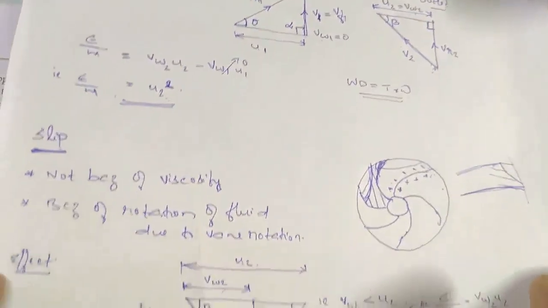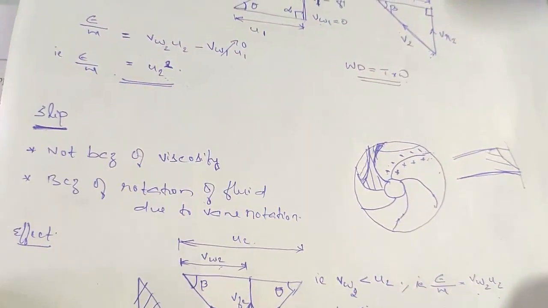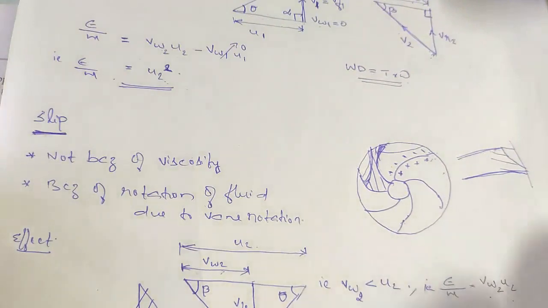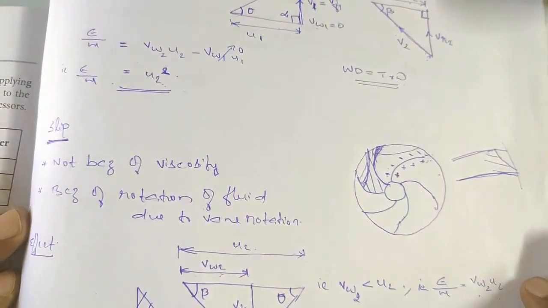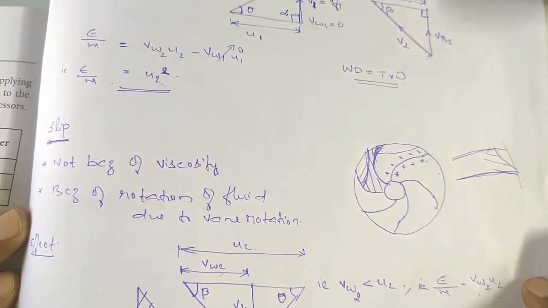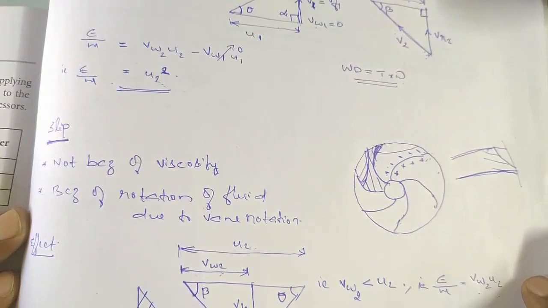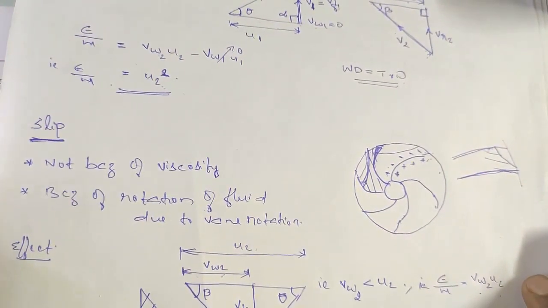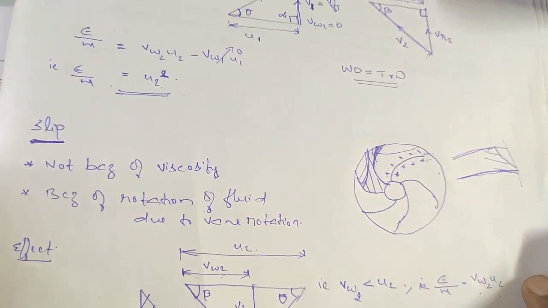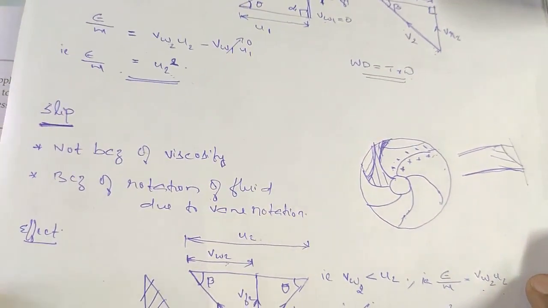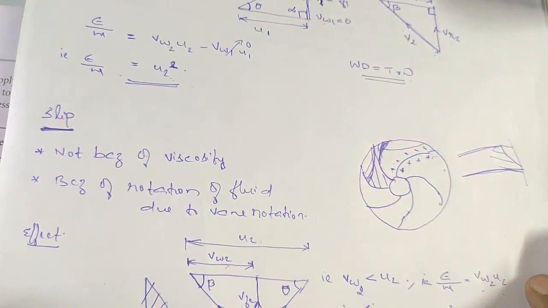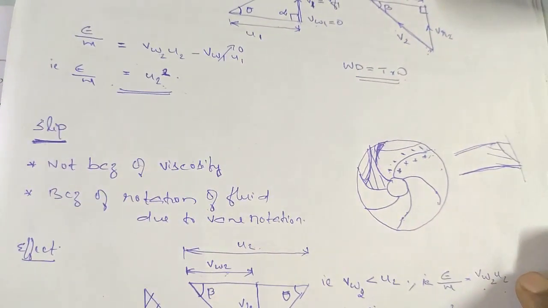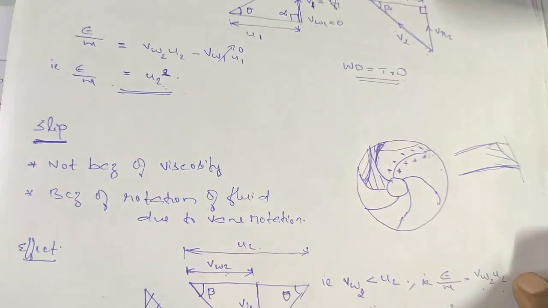But there is a phenomenon known as slip, very important. Actually, the theoretical energy, or theoretically the work done, is equal to U2 square. But because of a phenomenon known as slip, some energy is lost inside the impeller.